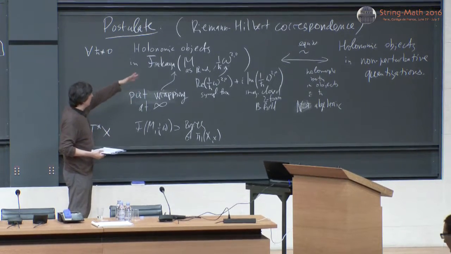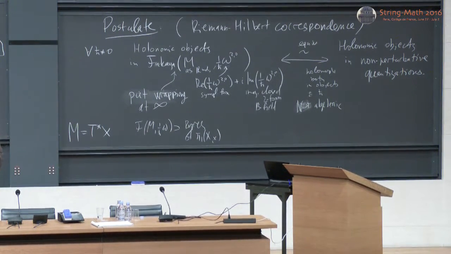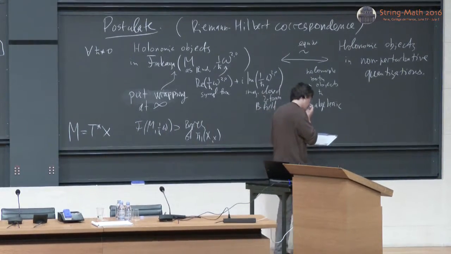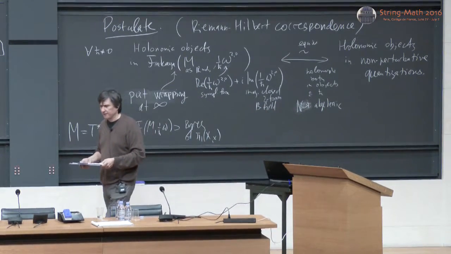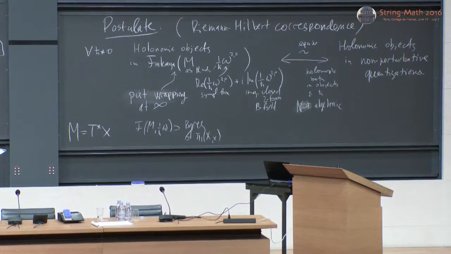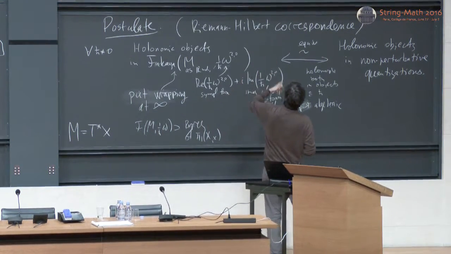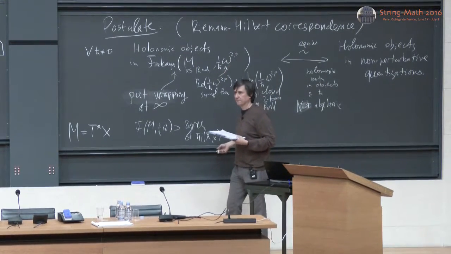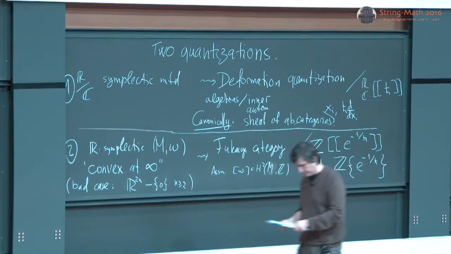But the claim is that the same should work for quantum tori as well, so it's really not something special for cotangent bundles. It will be the same for the quantum torus. So that's kind of a thesis, or one can see it from another viewpoint, as a definition of non-perturbative quantization. We define non-perturbative quantization as such a Fukaya category. It will be a pretty canonical family of categories, depending on h bar.